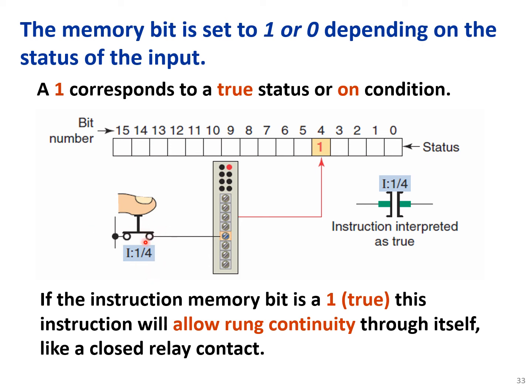Okay, so the switch is closed here. So our XIC contact will be true, and the status will be updated in the memory image file as 1. You see the address we located in the memory is I14, and in our programming we chose that address for this contact. These green bars show that the contact at this moment is true. If the instruction memory bit is a 1, true, this instruction will allow run continuity through itself like a closed relay contact.